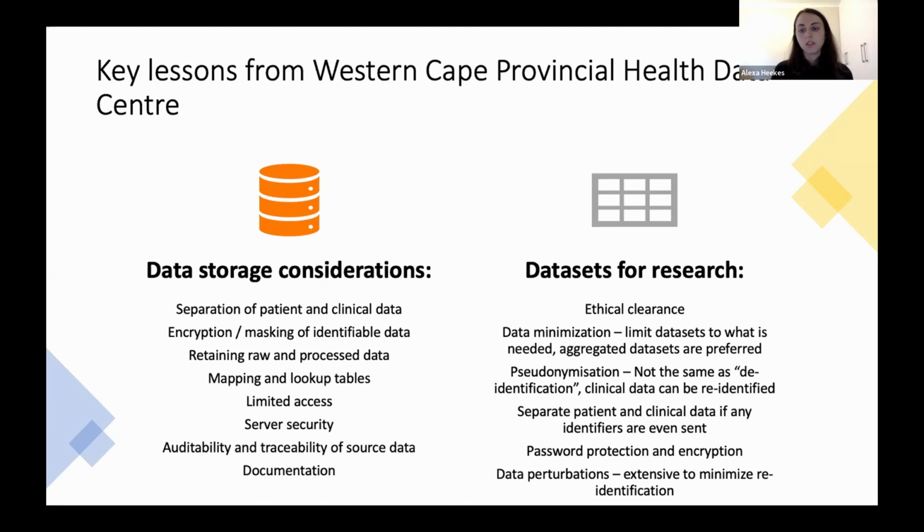observations. So, of course, separate your patient and clinical data, but take it a step further. Make sure that things are encrypted and password protected, even when you're working with them.